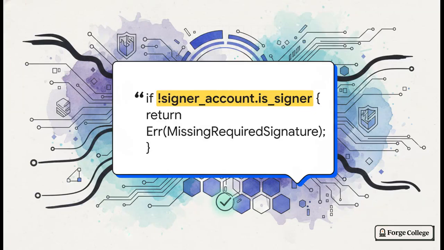Now, what's really interesting about this slide is how simple the fix actually is. Notice this single line of Rust code: if not signer_account.is_signer, return an error. By explicitly checking this, you enforce that the Solana runtime actually marked the account as having provided a valid cryptographic signature. You're confirming real intent rather than just blindly trusting the account's presence in the list.